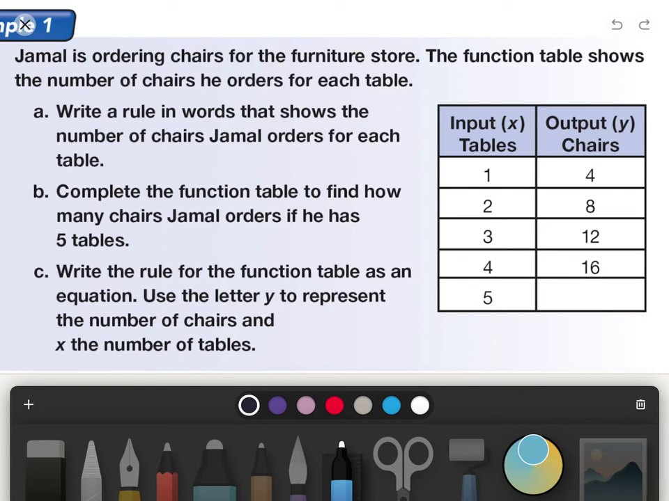So write a rule. So looking at these, we got our input X and our output Y, and so write a rule in words that shows the number of chairs Jamal orders for each table. Okay, let's just start with that. So everybody, write one down.